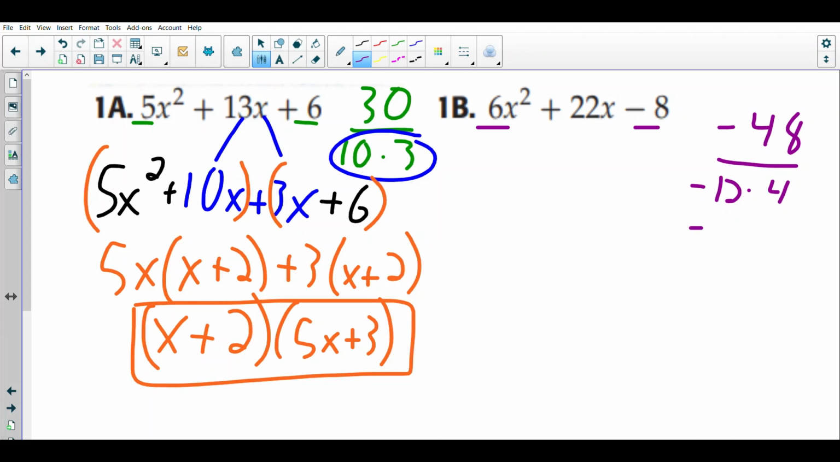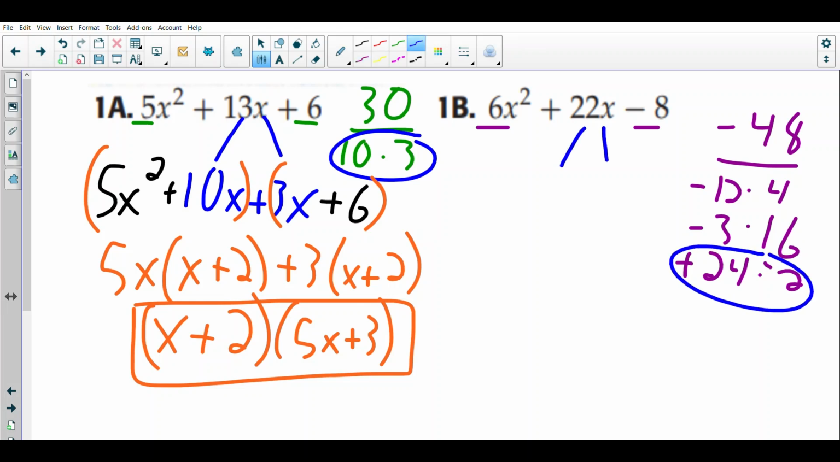Negative 3 times 16. That doesn't work. I see it. Negative 24 times 2. But actually, let's switch that around. 24 times negative 2. That's perfect. So I need a positive 22.